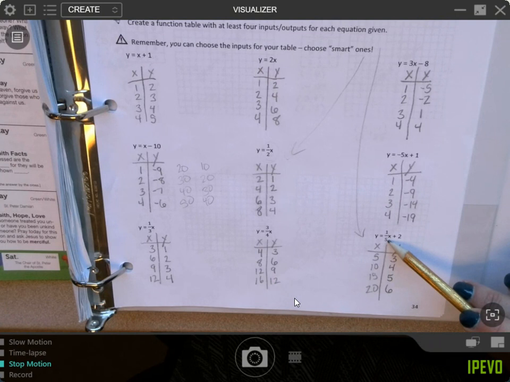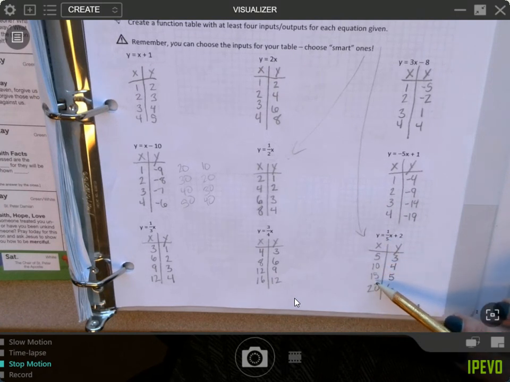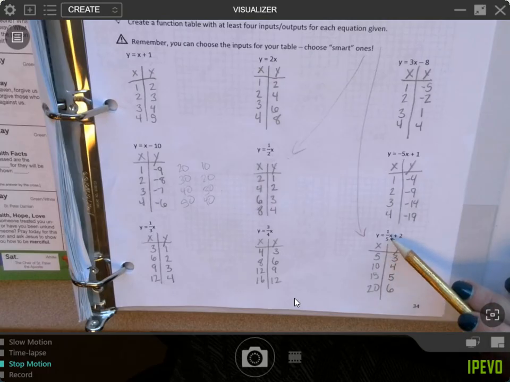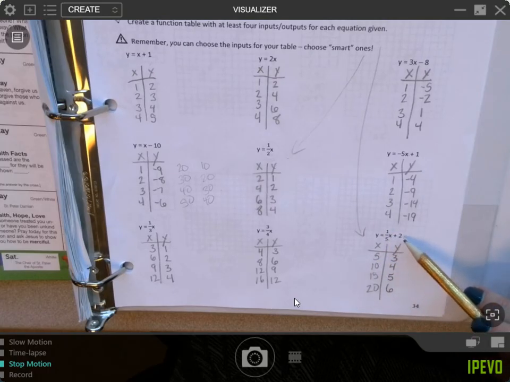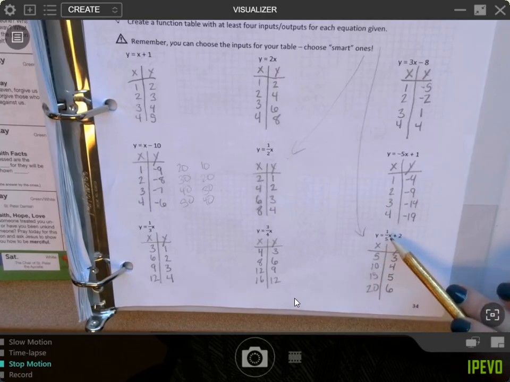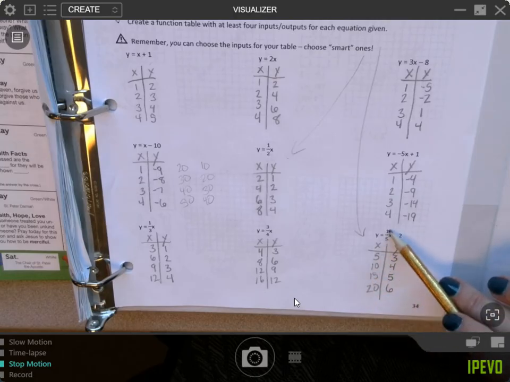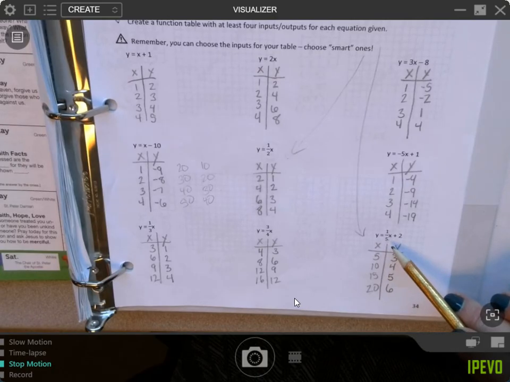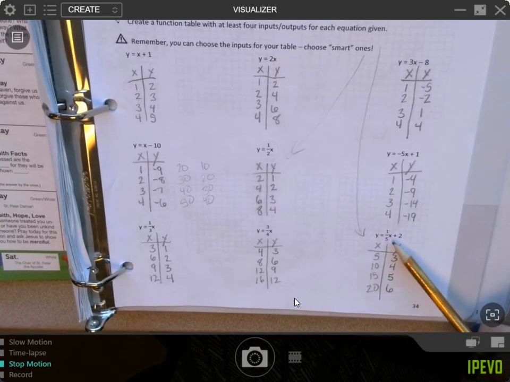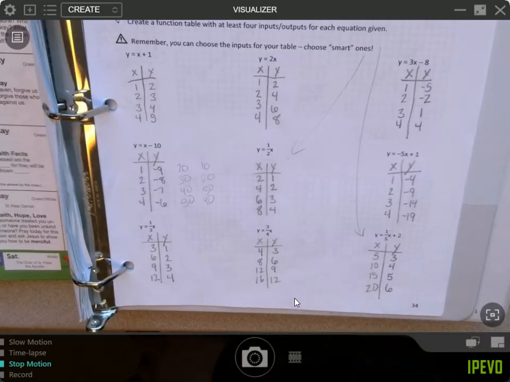Here I did multiples of 5: 5, 10, 15, 20. And then you have to add 2. So 5 divided by 5 is 1, plus 2 is 3. 10 divided by 5 is 2, plus 2 is 4. 15 divided by 5 is 3, plus 2 is 5. 20 divided by 5 is 4, plus 2 is 6. So you have to make sure that you're doing all of the rule.